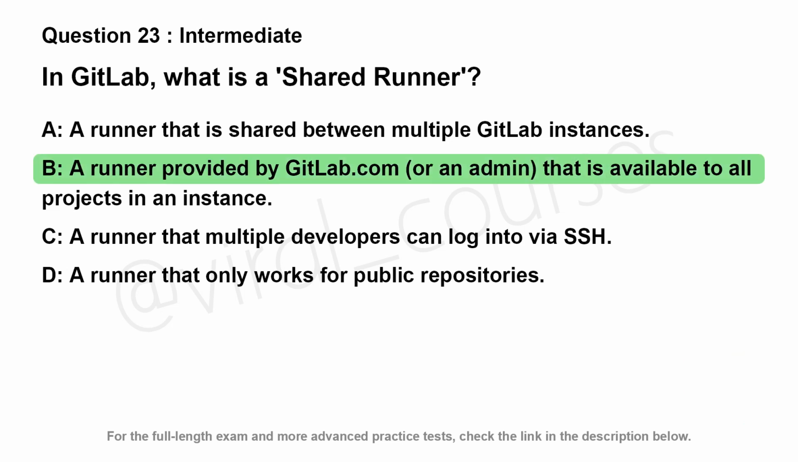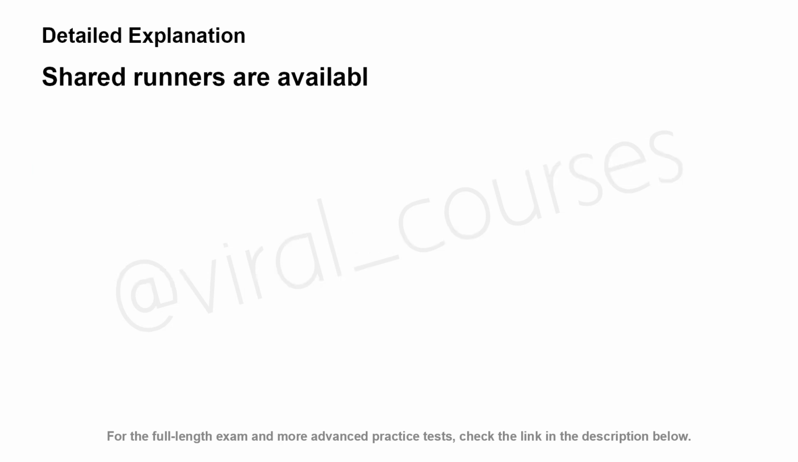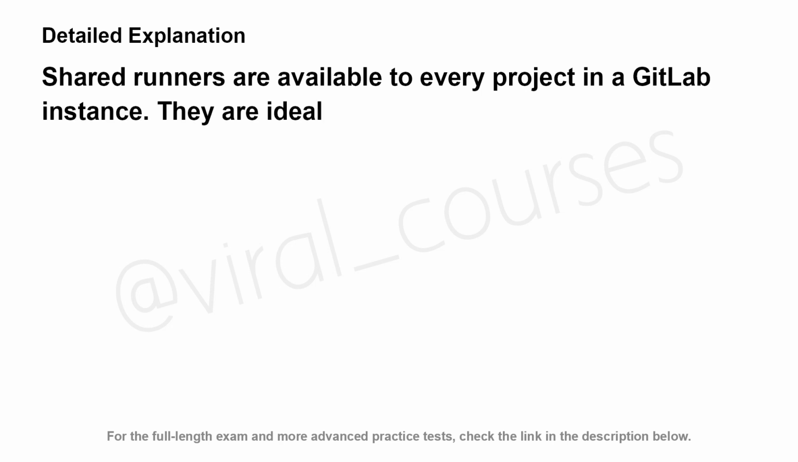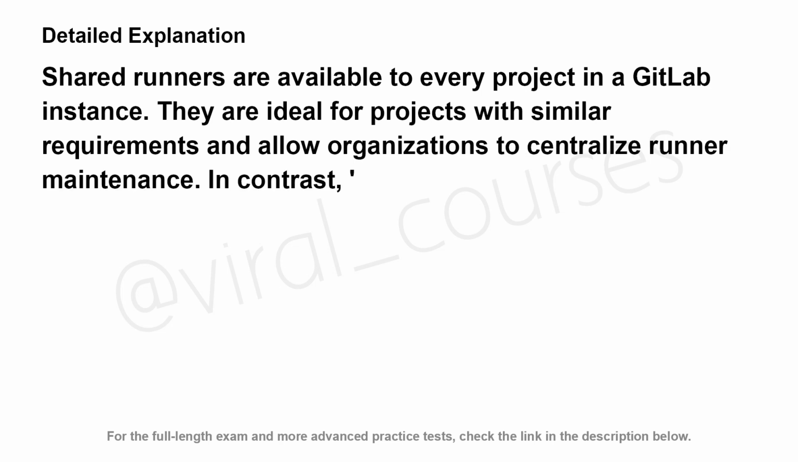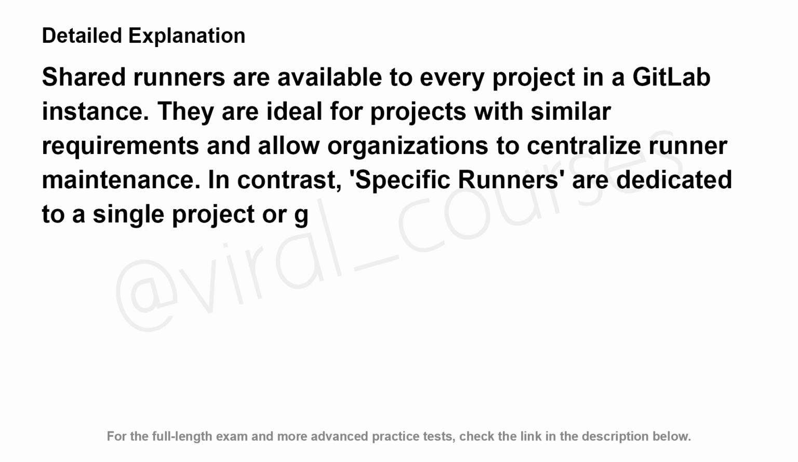The correct answer is B. Shared runners are available to every project in a GitLab instance. They are ideal for projects with similar requirements and allow organizations to centralize runner maintenance. In contrast, specific runners are dedicated to a single project or group for specialized needs.